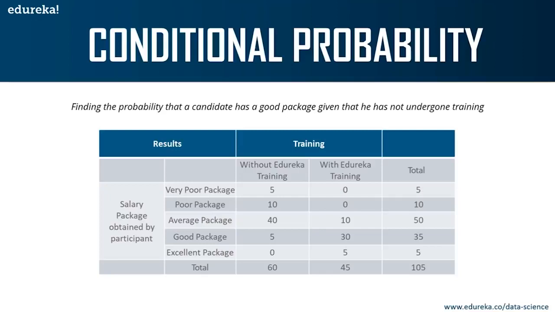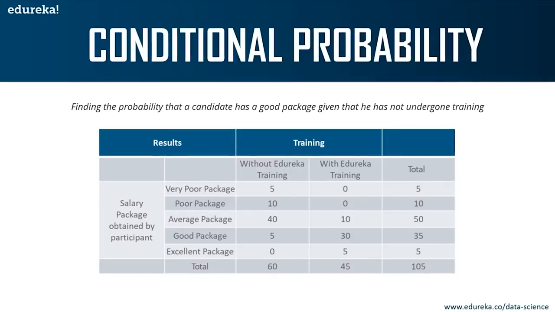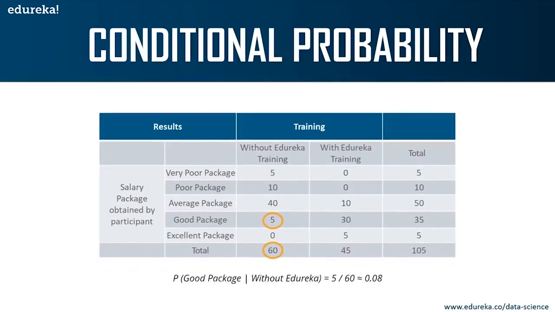All right. So the number of people who have not undergone training are 60, and out of that, 5 of them have got a good package, right? So that's why this is 5 by 60 and not 5 by 105, because here they've clearly mentioned has a good package given that he has not undergone training. So you have to only consider people who have not undergone training, right? So only 5 people who have not undergone training have gotten a good package, right? So 5 divided by 60, you get a probability of around 0.08, which is pretty low, right?